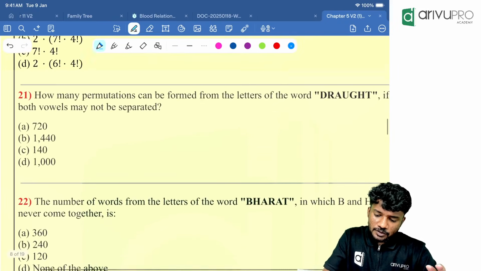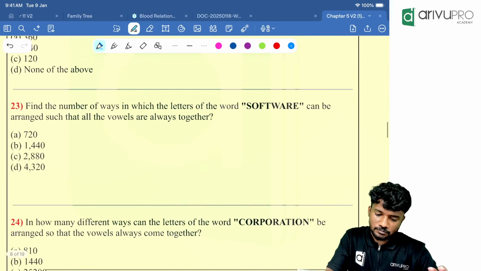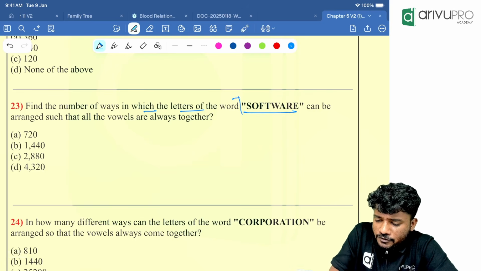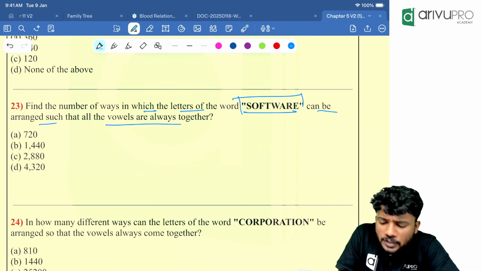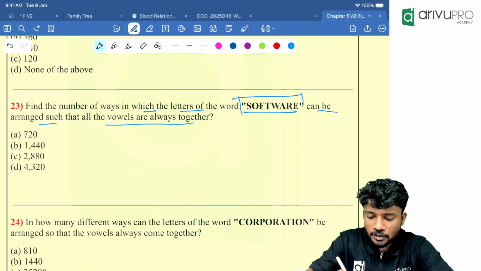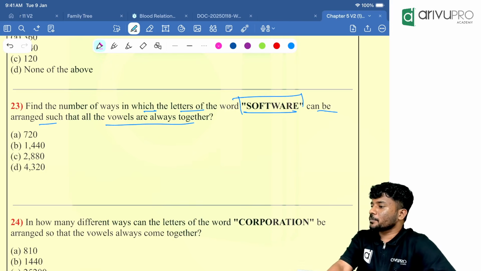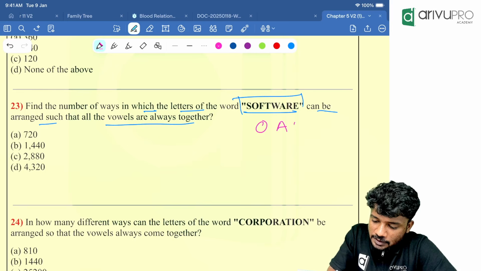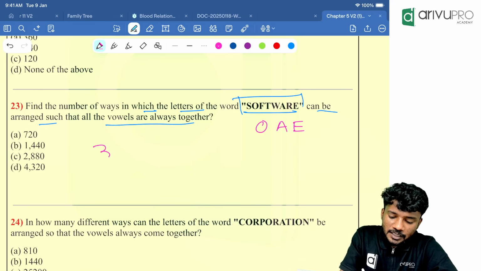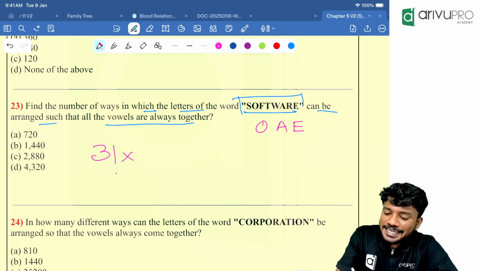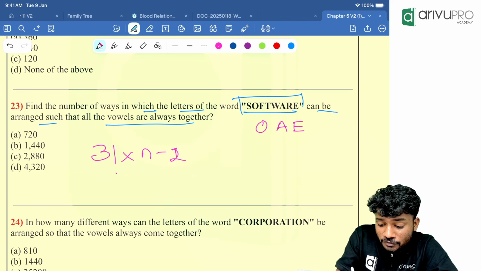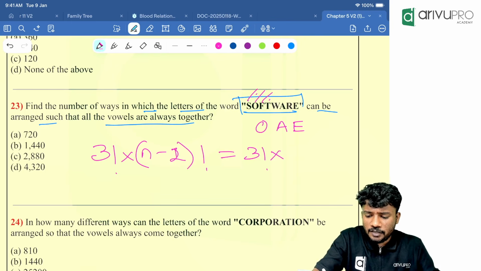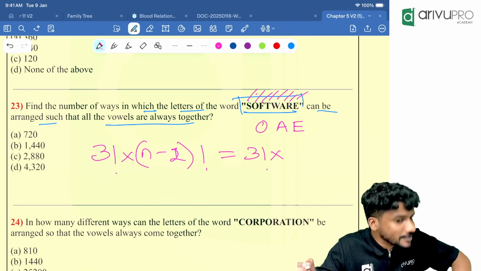Get me the answer for this. Find the number of ways in which the letters of the word SOFTWARE can be arranged such that all the vowels are always together. How many vowels are there? 3 vowels. Which are the vowels? O is there, A is there, E is there. 3 vowels together means 3 factorial into (n minus 2) factorial. 3 factorial into n: 1, 2, 3, 4, 5, 6, 7, 8. 8 letters are there in total.